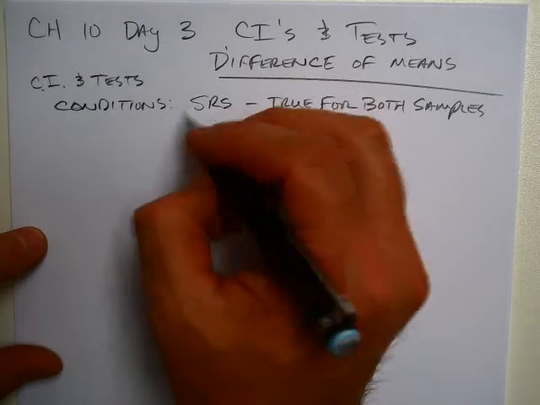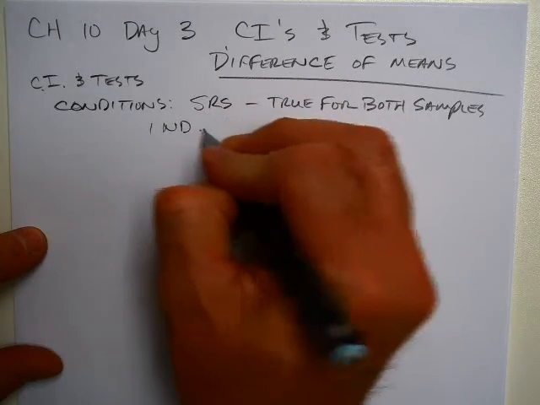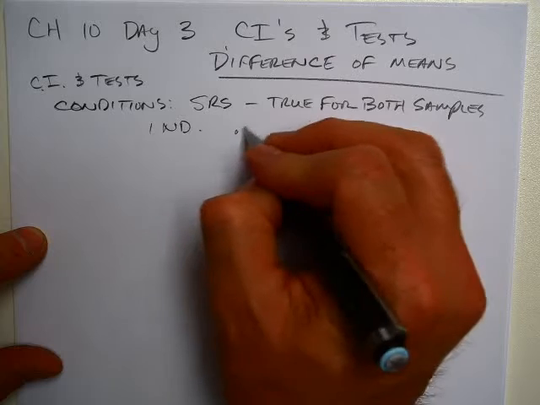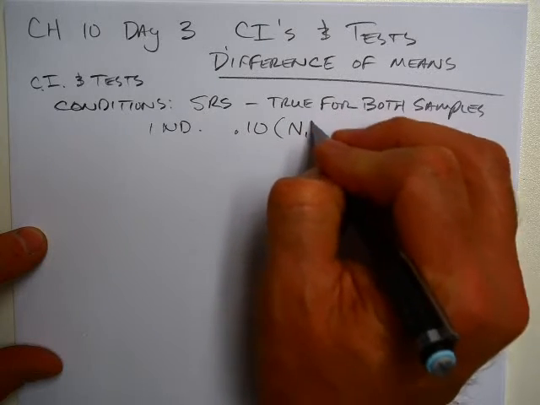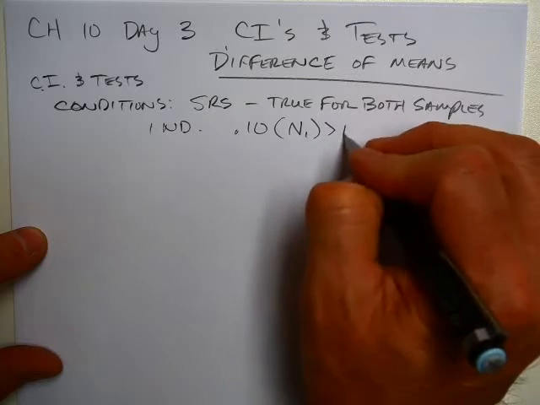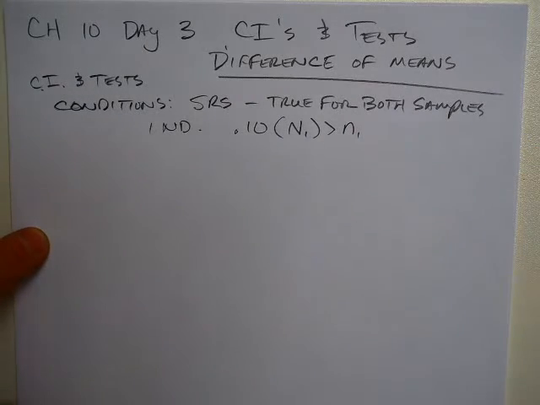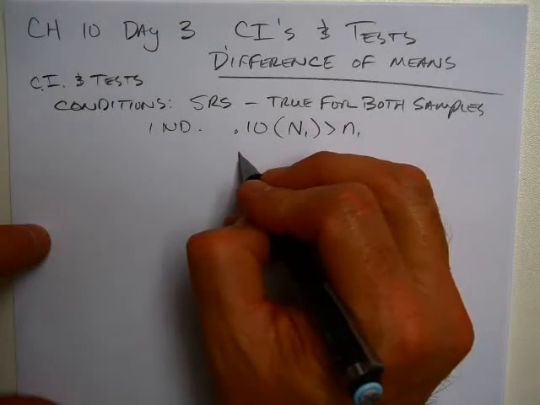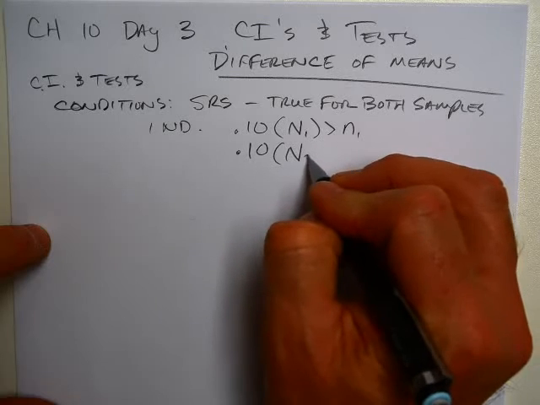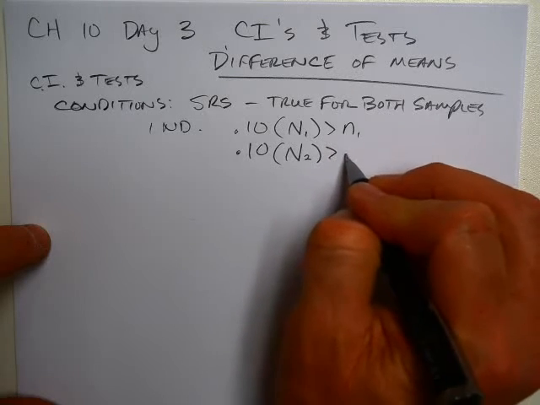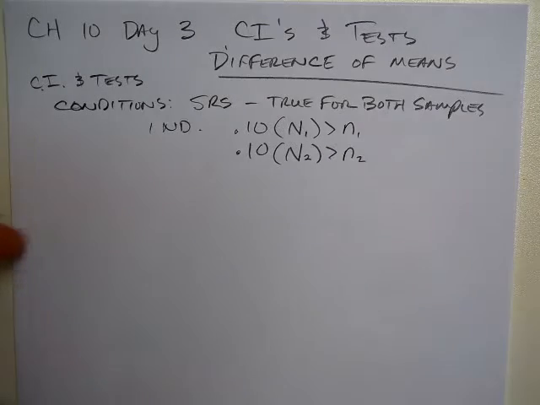And we have our independence, which is our 10% rule. So 10% of the first population has to be greater than the sample size of the first population. I mean the first sample. And 10% of the second population has to be greater than the second sample size. So you have to check both of them.